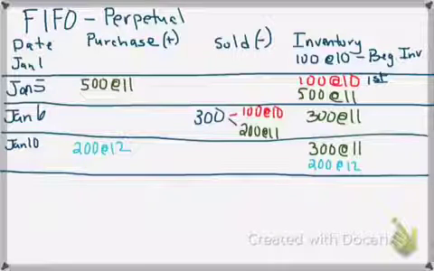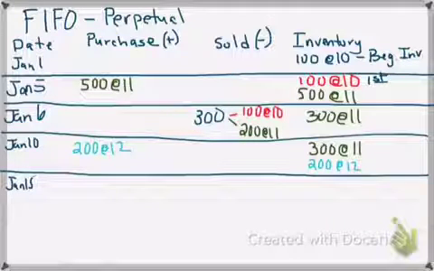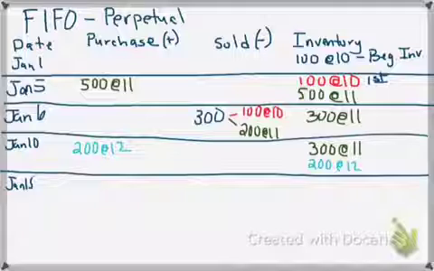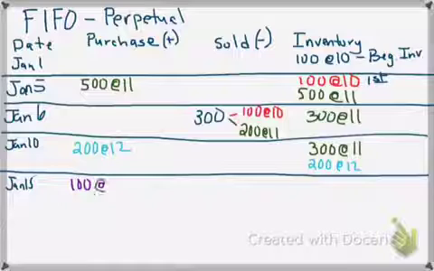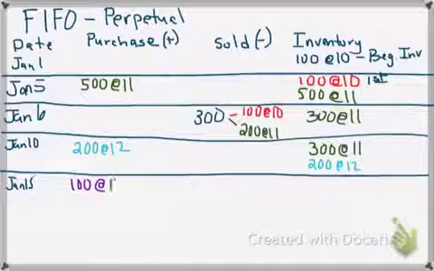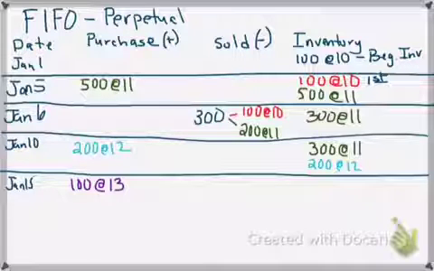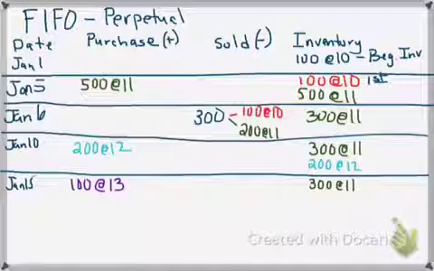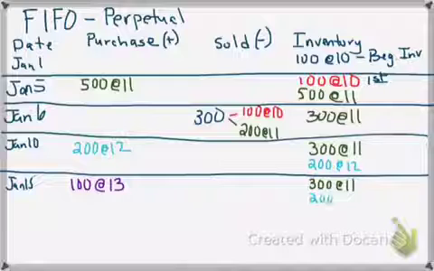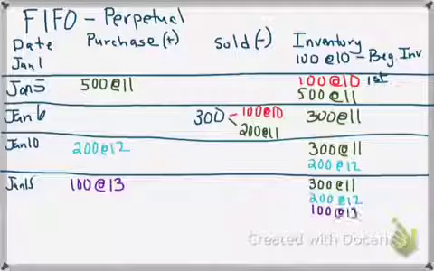We get to January the 15th, and on January the 15th, we are going to make another purchase, and this purchase is going to be 100 units at $13. So then what I'm going to have in inventory is my 300 units at 11, then my 200 units at 12, and now I have these 100 units at 13.